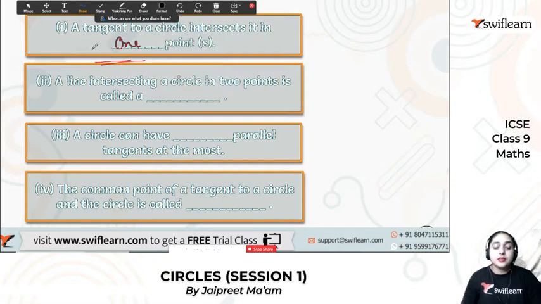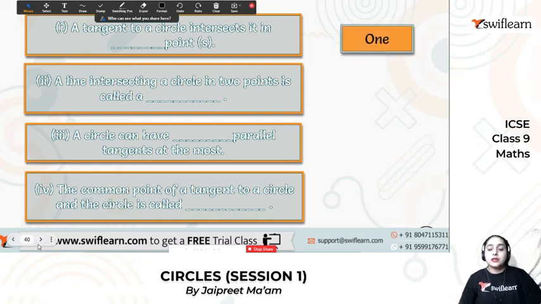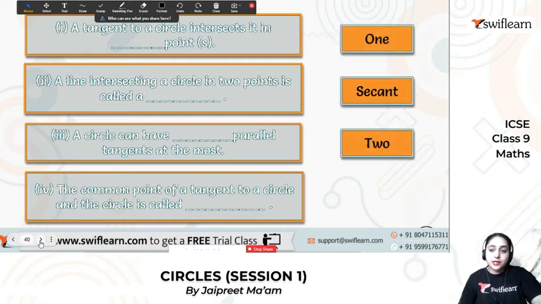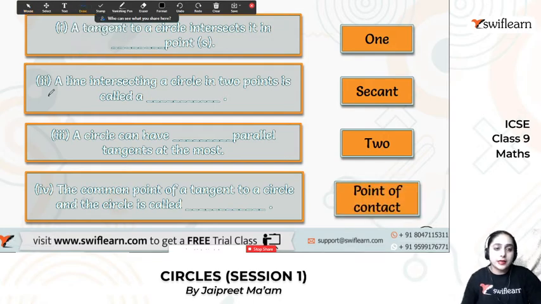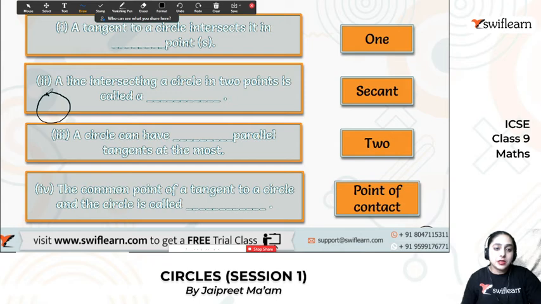Next question: a line intersecting a circle in 2 points is called its secant. And another one: a circle can have at most 2 parallel tangents. How? For example, this is a circle. One tangent meets at one point and another meets at another point.